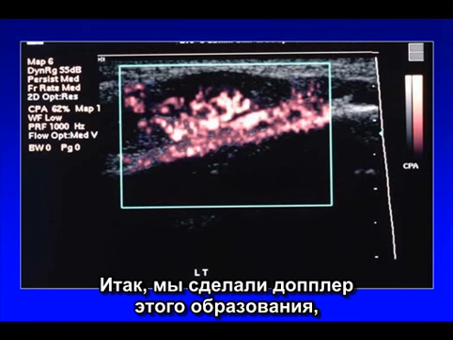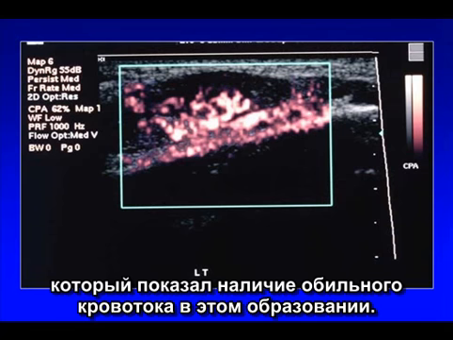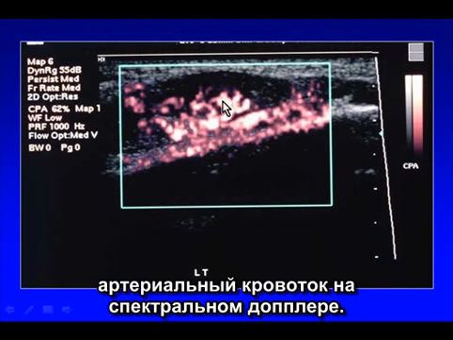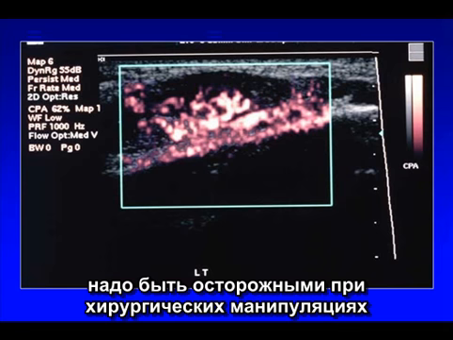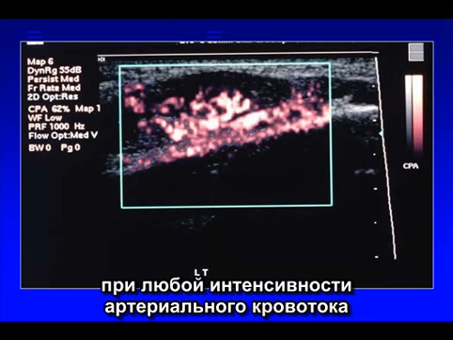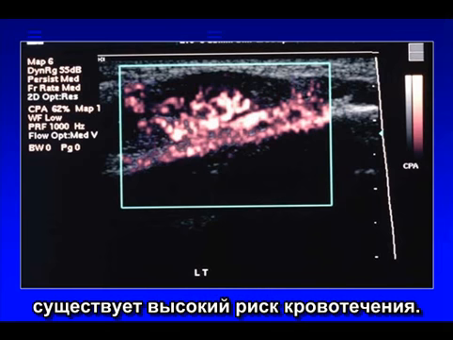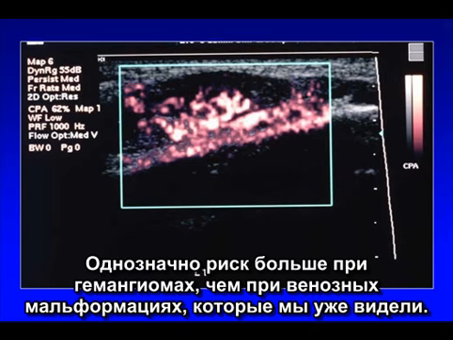So then we did a Doppler of this lesion which showed abundant flow within it. And this was arterial flow on spectral Doppler analysis. So again, the surgeon was able to know that this, in fact, was a hemangioma, and it was known that when they went in for surgery, they had to be careful because of the degree of arterial flow. This was a high risk of bleeding, certainly a higher risk of bleeding than the venous malformation that we just showed.